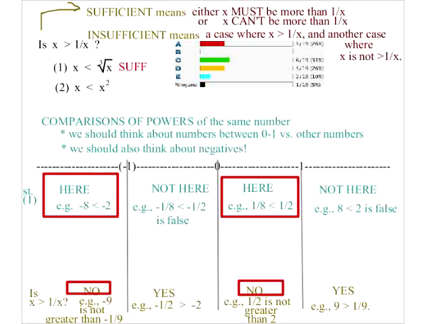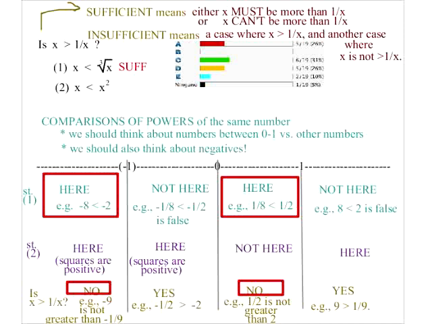Okay, statement 2, let's look at that. Statement 2, x is less than x squared. That's definitely true here and also here, because x squared is positive. So, same thing here. That's a non-issue in those regions. It's not true here, but it's true here. For example, 1/2 is not less than 1/4.